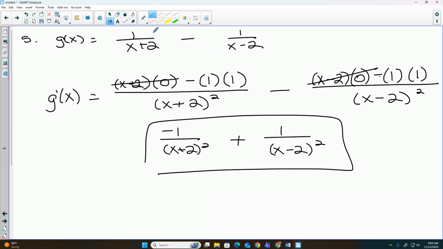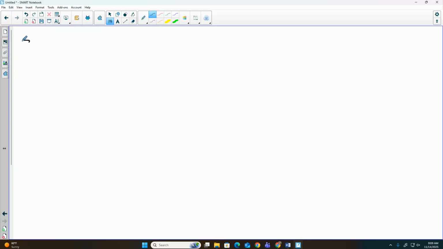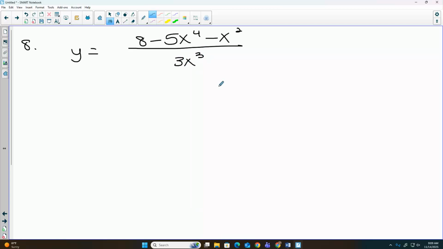Let's take a look at problem 8. There are two ways of doing this problem. We can do quotient rule, or, because my denominator is just a single term, the 3 is multiplied with the x cubed, so it's one term, you could divide each of these things by 3x cubed and then do the derivative. Again, I don't care. Your answer looks a little bit different, but they're mathematically equivalent. So do you want to simplify first or do quotient rule?